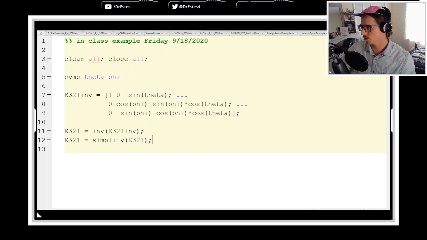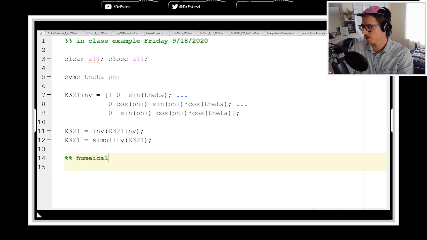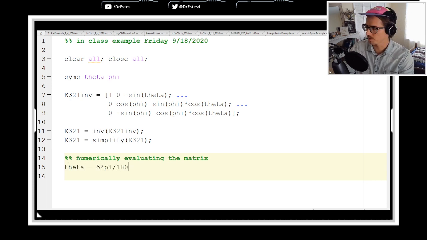Now, let me show you how to evaluate this matrix with numbers, because in whatever code you're using, you're going to want to turn this back into a numerical matrix so that you can multiply it with some other vectors. So let's call this numerically evaluating the matrix. So let's assume that theta is 5 degrees, but we have to convert this to radians.